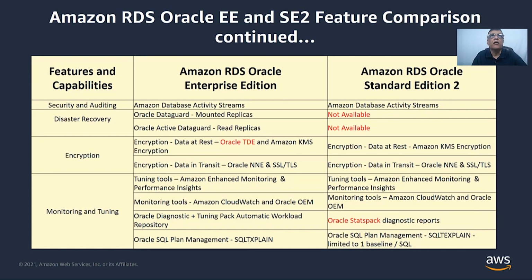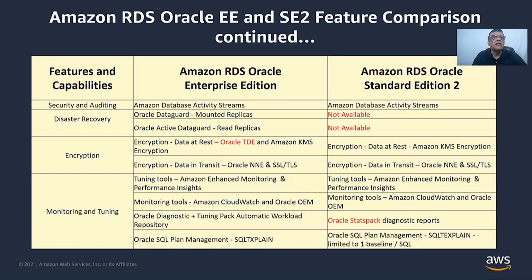Continuing our discussion of the comparison of features, for RDS Oracle Enterprise Edition, the database activity stream and Oracle Data Guard are available, which are not there in Standard Edition 2 of RDS Oracle. Data Guard can be used for mounted replicas of the database, and Oracle Active Data Guard can be used to create read replicas of the primary database. That feature is not available in Oracle Standard Edition 2 databases. Encryption, which is an important feature that every customer wants to know about, is available in both editions.